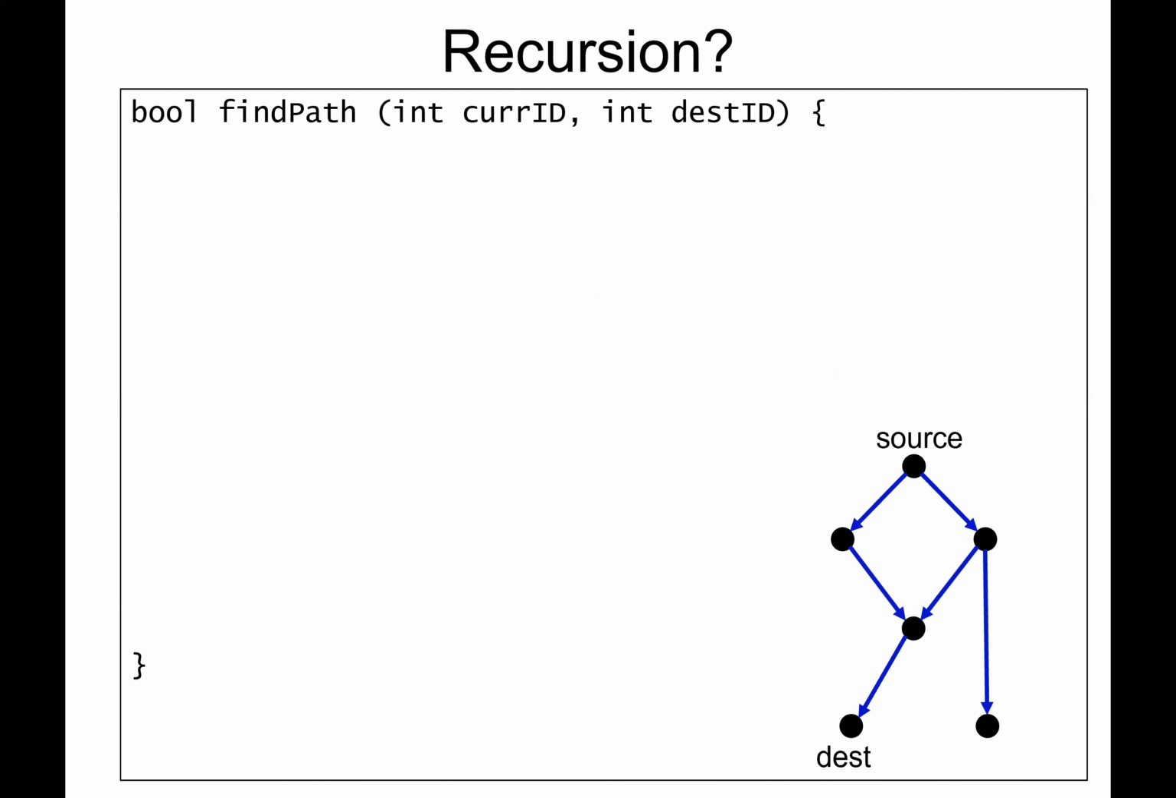So I'm going to stop you there for a second because that was a good point. When you do recursion, one of the things we have to figure out is, when do we end? So you're saying, okay, the end is if the current ID is the destination ID, well, then we found it, we should just return true, right?